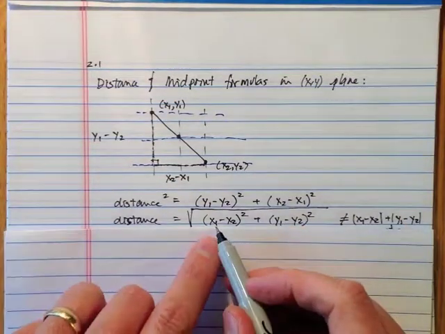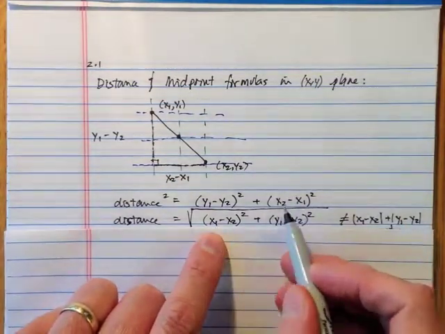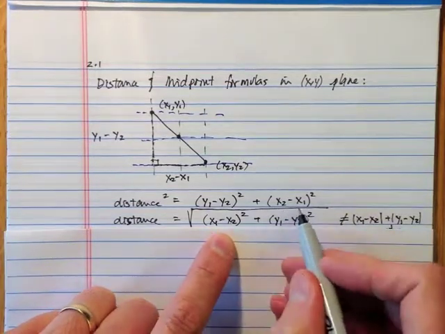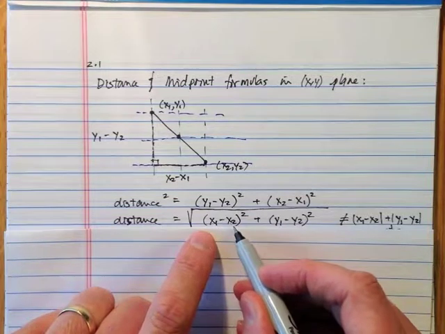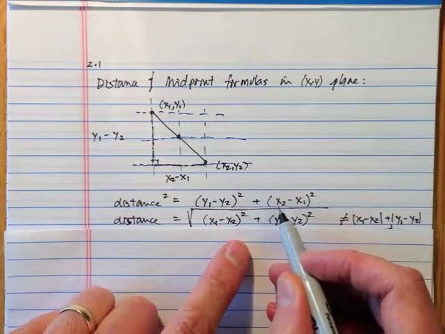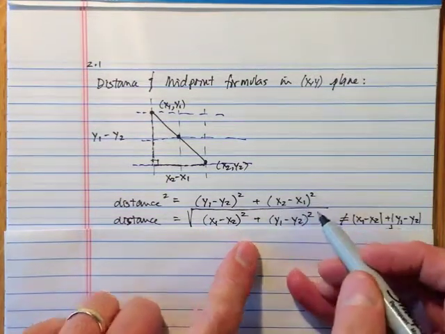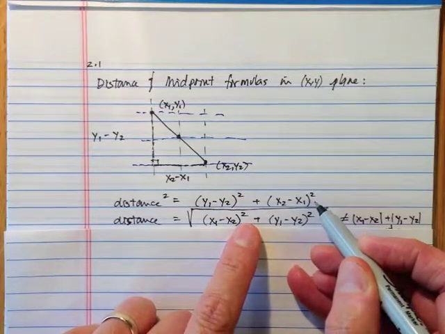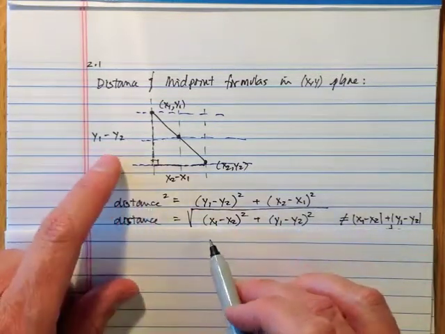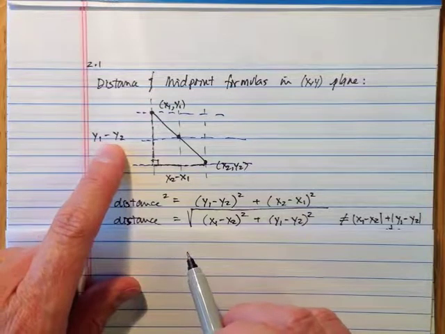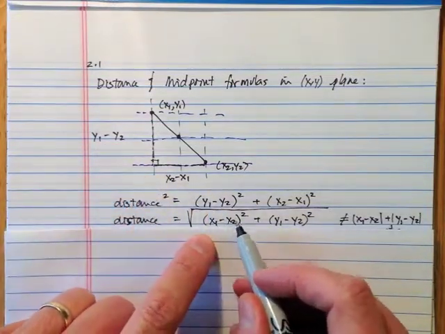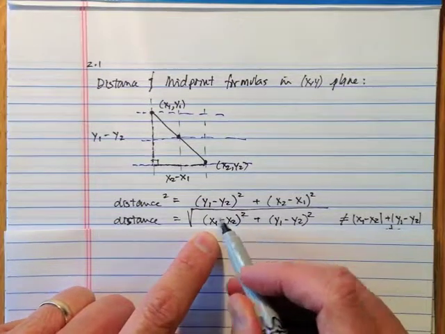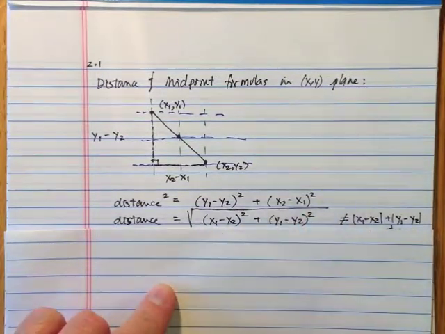Well, no. And it's not because x1 minus x2 and x2 minus x1 are the same. In fact, they're exact opposites. x1 minus x2 is negative 1 times x2 minus x1. But that means they have exactly the same square. So in fact, it doesn't matter whether y1 is bigger than y2 or whether x1 is bigger than x2. If I write down these differences and square them, I'll get the square of those distances in the right triangle.